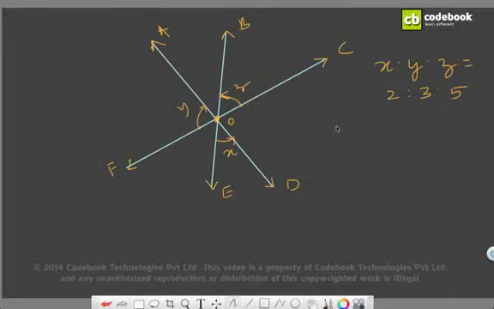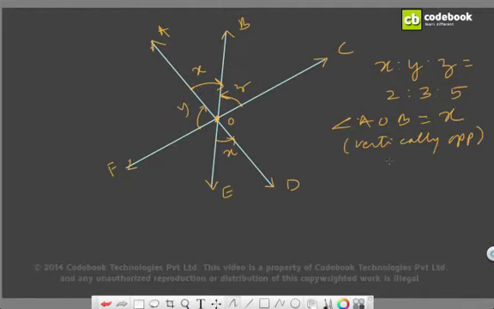Now let's work on a problem. In this figure, you have been given that x is to y is to z is equal to 2 is to 3 is to 5, and you are asked to find the angles x, y and z. So let's try to solve this. As you can see in the figure, angle EOD, which is x, is equal to angle AOB because these are vertically opposite angles as they have the same vertex O and no common arm. So angle AOB is also x.